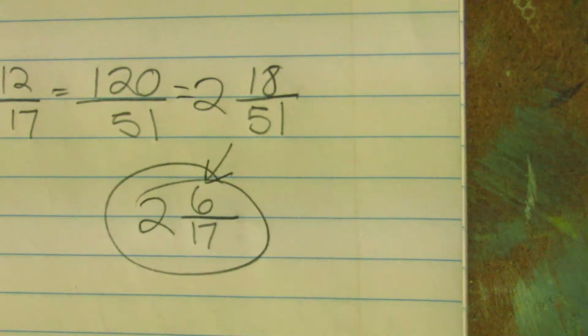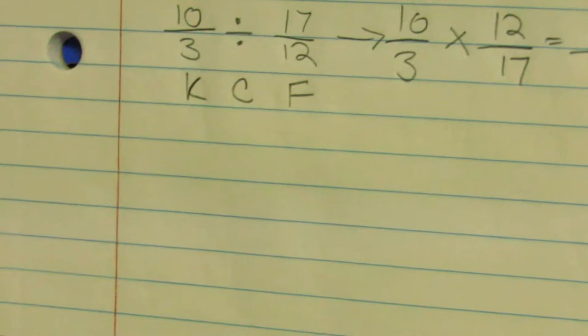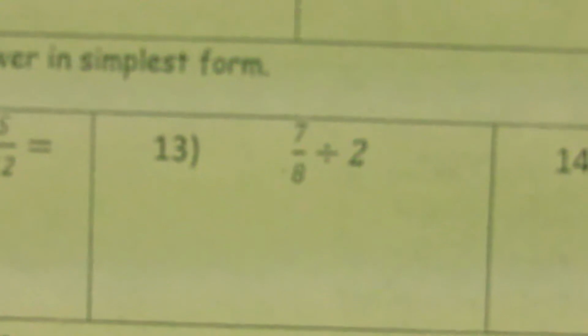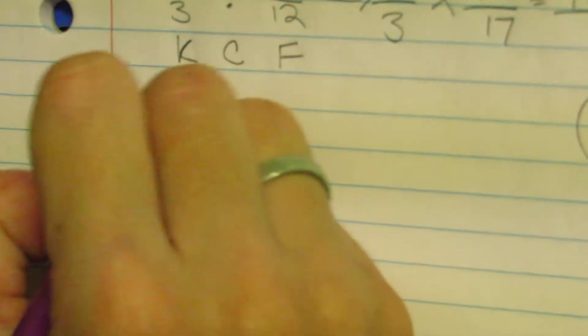Now, number 13. We're going to keep moving on. Let me scoot this over. All right, number 13 reads 7/8. Oh, sorry. Where are we? 7/8 divided by 2. So 7/8 divided by 2, I'm going to write that on my paper.